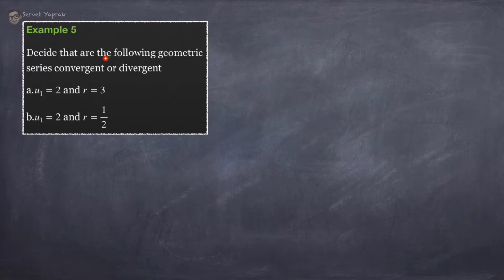Decide whether the following geometric series are convergent or divergent. So I will start with the first one here. First term is 2 and common ratio is 3. So the next term will be 6 and then 18 and then 54 and so on.